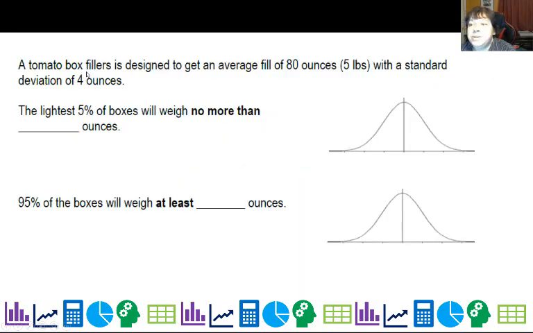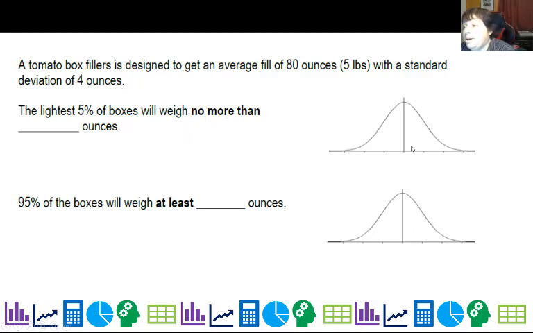Now let's look at another example. Tomato box fillers are designed to get an average fill of 80 ounces, which is 5 pounds, with a standard deviation of 4 ounces. Apparently I'm very attached to 4 as standard deviation. The first question is asking, the lightest 5% of boxes will weigh no more than blank ounces.